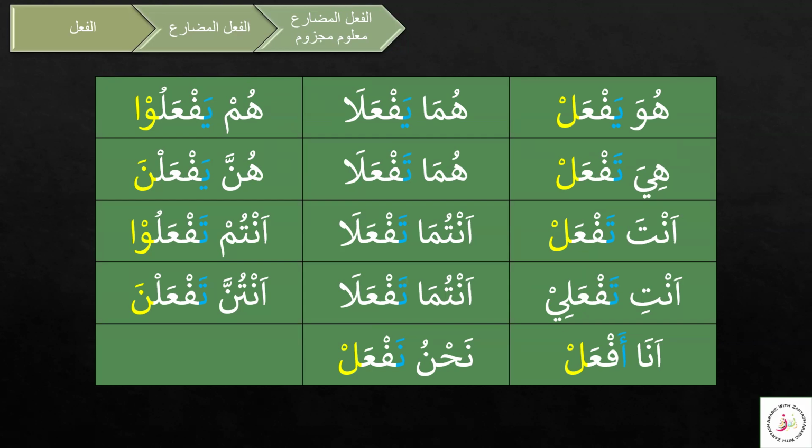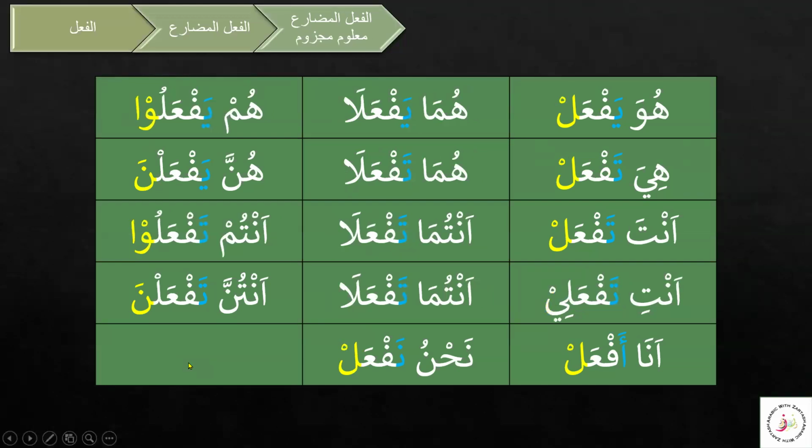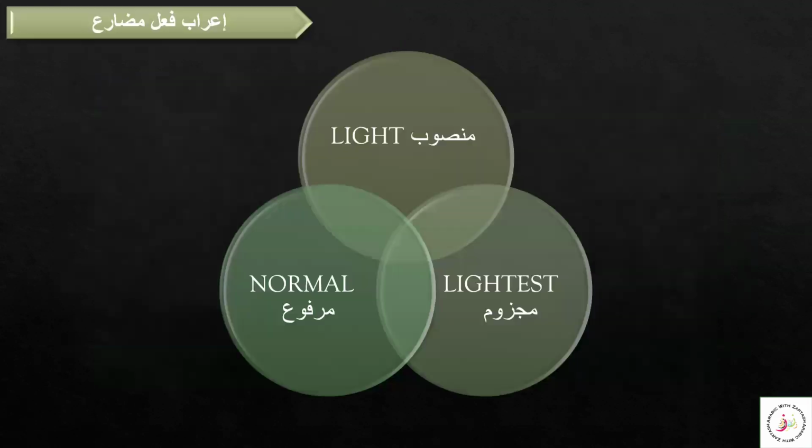And remember, in all the three charts for marfu, mansoob, and majzoom, hunna and antunna, the feminine versions, all remain the same. There's no dropping of the noon happening in all the three charts. They do not change their states. They remain the same with this noon. Actually, this noon is a pronoun telling us that these are feminine versions.